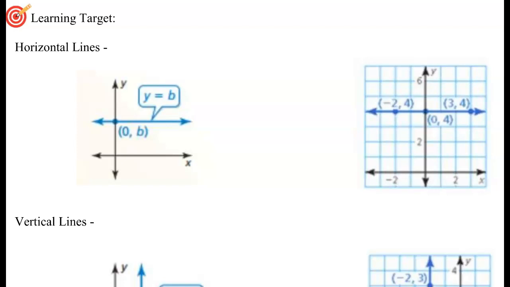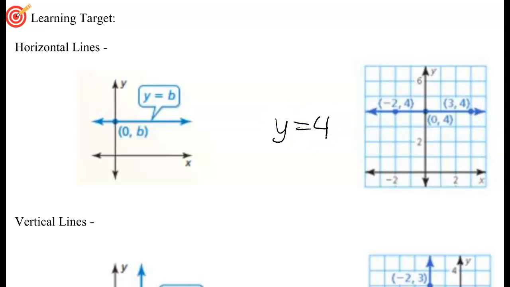Let's jump right in. A horizontal line happens when you have an equation where it's y equals just a number. There's no x's, it's just y equals a numerical value. For example, a generic form is y equals b. This line over here is a horizontal line going through the y value of 4, so it would have an equation of y equals 4.